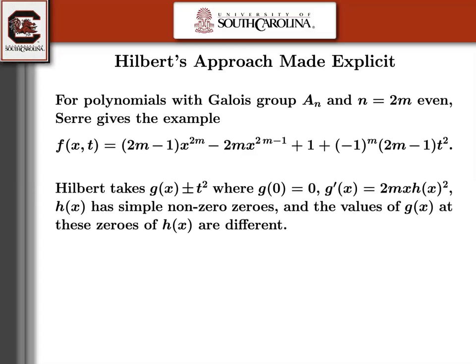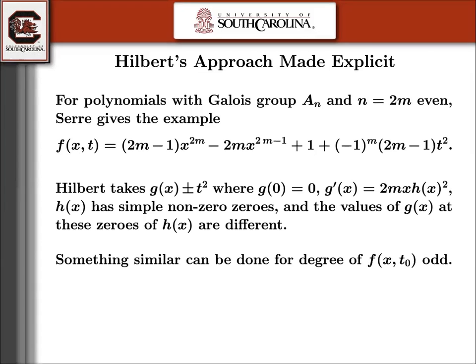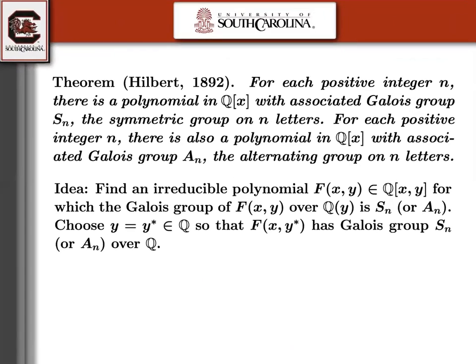But Hilbert takes g of x plus or minus t squared, again being somewhat vague, but saying just take any g of x like this, where g of 0 is 0, and the derivative has a certain form here. So Hilbert had something that was rather general without being specific, but that would be a specific example one could take up above. And as I said, you can do something similar when n is odd for the alternating group, but I won't write that down. It's a little bit more difficult. So this is back where we were.